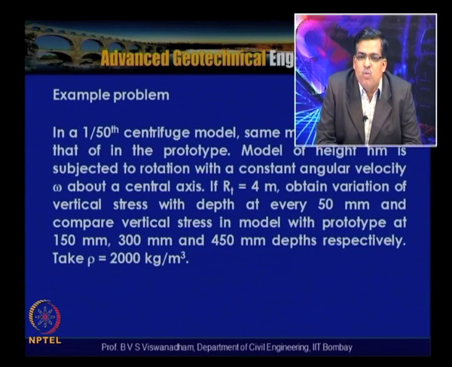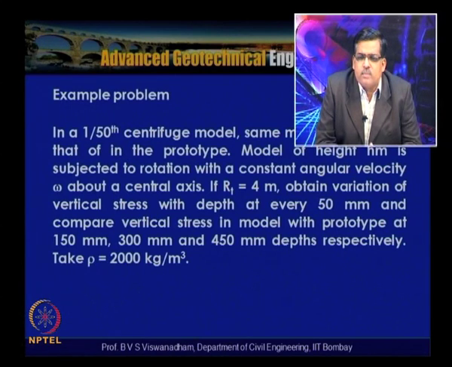You can actually find out omega, you will get it in radians per second. If you would like to convert this omega from radians per second to RPM, it should be multiplied by 60 by 2 pi, and for converting from RPM to radians per second, multiply by 2 pi by 60.